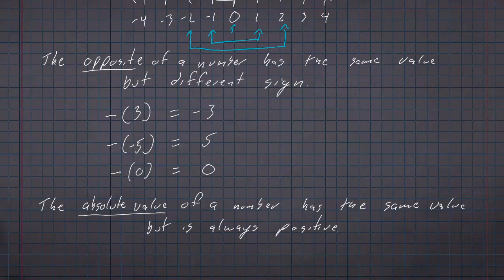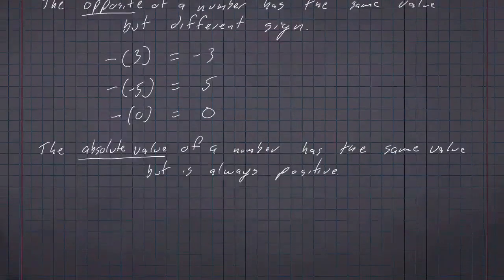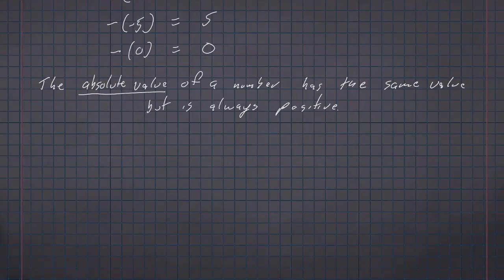The absolute value of a number has the same value, but is always positive. To denote absolute value, we use vertical bars. So if I want to take the absolute value of -7, the result is the same value, 7, but positive result.